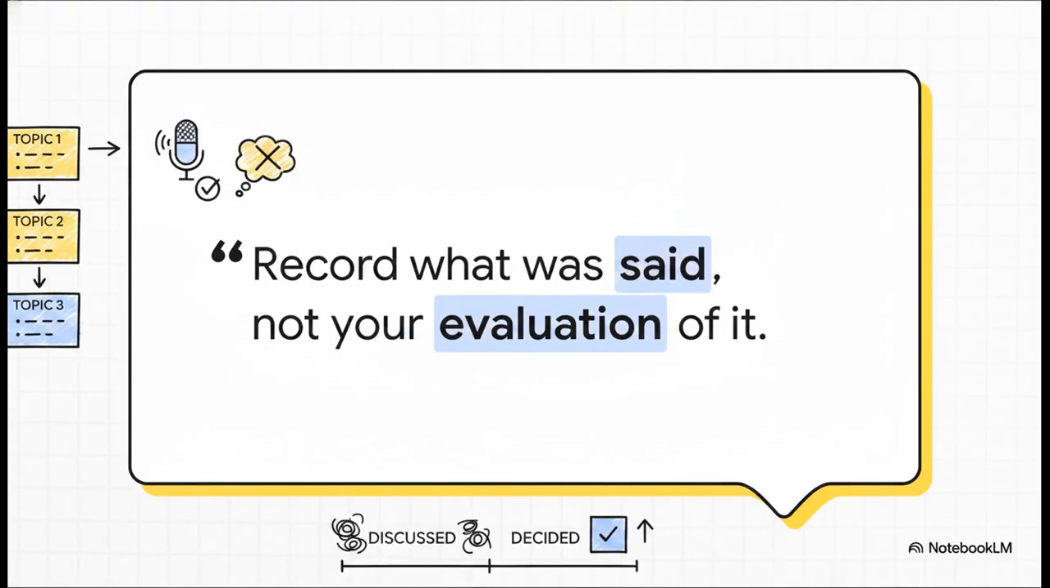The golden rule for messy meetings is this: record what was said, not your evaluation of it. Keep your personal opinions entirely out of the official record. Furthermore, do not collapse a complex 3-topic meeting into a single vague paragraph. Even if the meeting was total chaos, your log needs to be beautifully organized. Give each agenda item its own 1 to 2 sentence summary and clearly distinguish between what the team merely discussed and what the client actually decided.